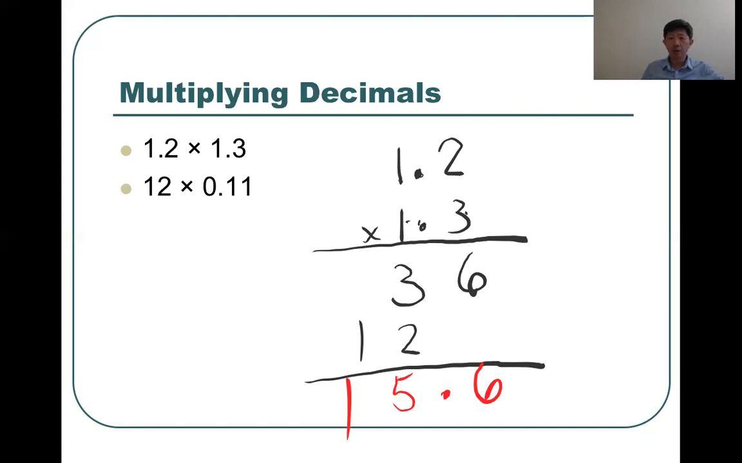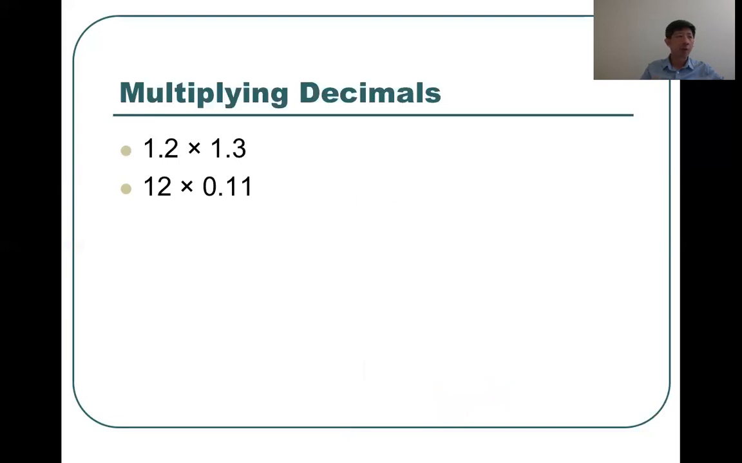What's wrong here? This is simply wrong. This is a misconception. We don't line up the decimal point here. We don't do this for multiplying decimals, okay? So this is a misconception. This is totally wrong, okay? Now, what is the correct way to do it?